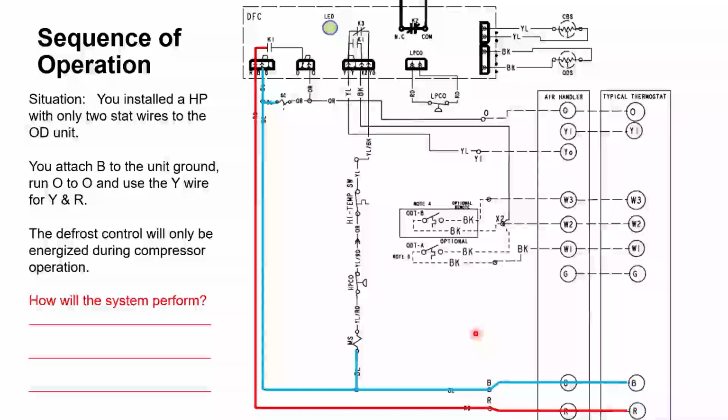Defrost will only happen if there's a call for compressor. And every time you reset 24 volts, it's going to reset the defrost algorithm. So you're going to have some performance issues. Sometimes it'll defrost, sometimes it'll freeze up. So that's not recommended. It's recommended that you get a direct 24 volts to R and B.